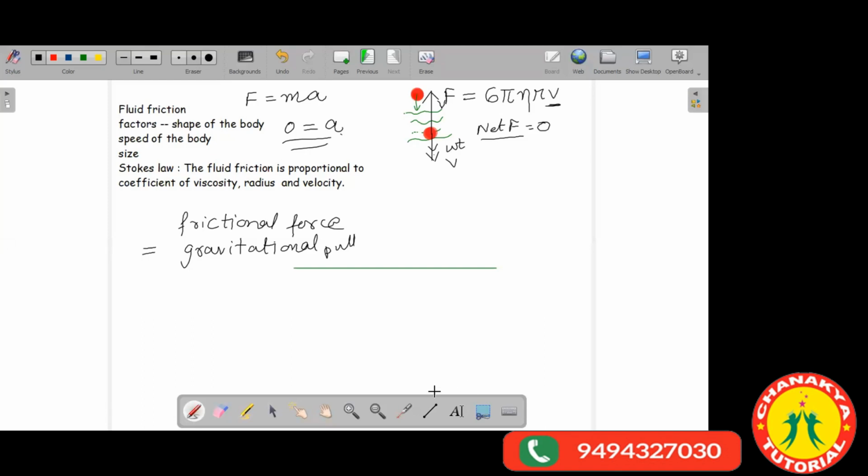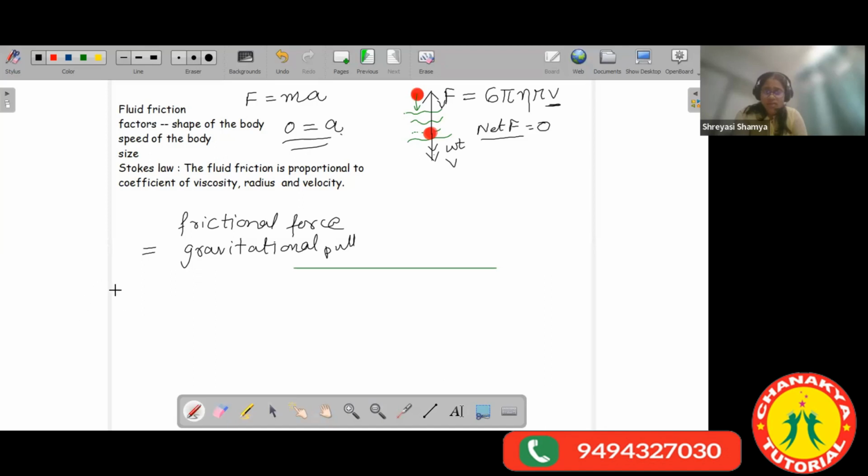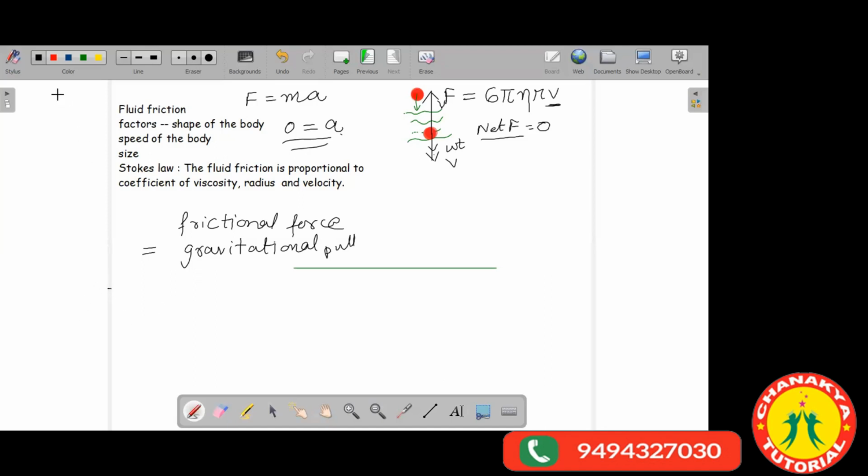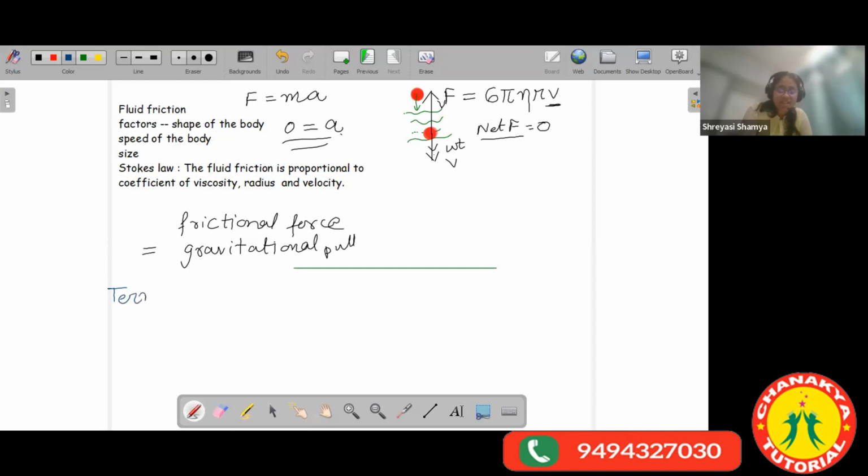Try to recall. We have studied. Sir, I don't know. Momentum? No. We call that terminal velocity. Yeah, terminal velocity. Okay. Sir, I haven't reached there, so that's why.